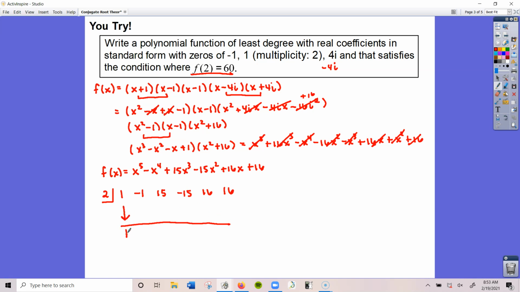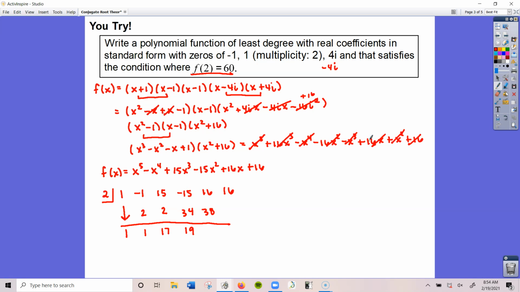Bring down the 1. 1 times 2 is 2. Negative 1 plus 2 is 1. 1 times 2 is 2. 15 plus 2 is 17. 17 times 2 is 34. Negative 15 plus 34 is 19. 19 times 2 is 38. 16, oops, this is a negative 16.